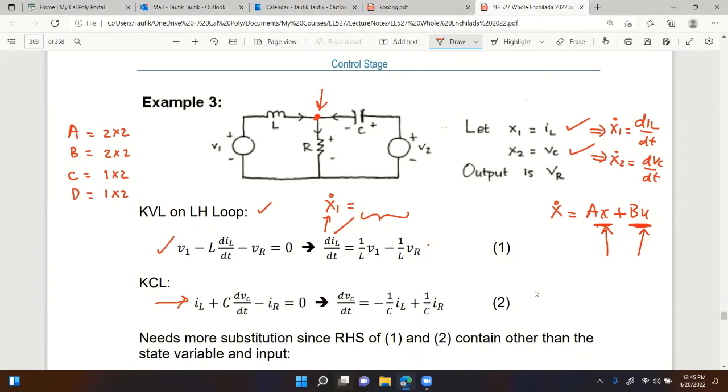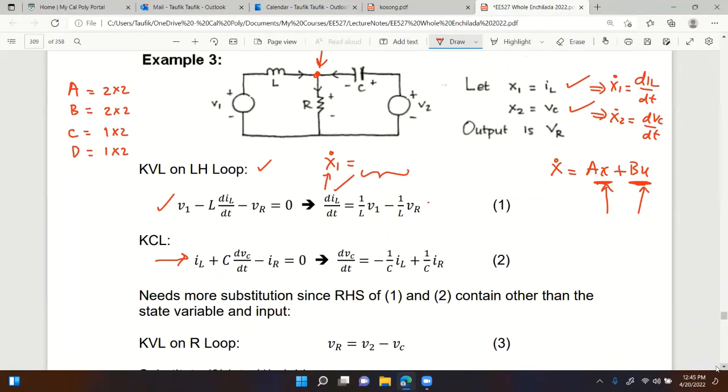Let me scroll down a little bit. So you can see IL plus IC minus IR is equal to 0, right? And then you want to put the first derivative on the left-hand side, and the remaining terms on the right-hand side, and then get rid of the C. So you divide by C, and you get equation number 2. Now let me ask you this again. Is this a valid state space?